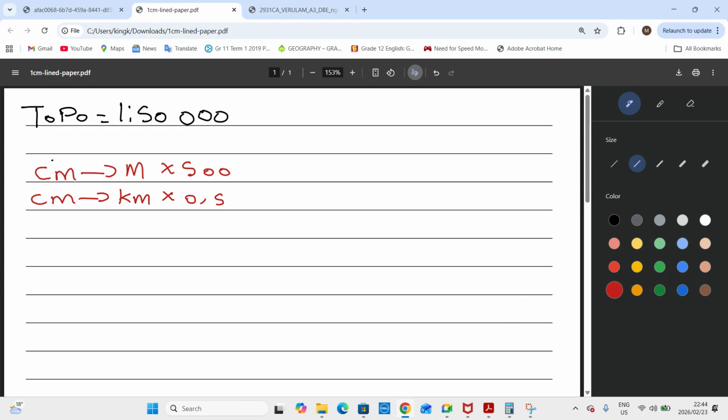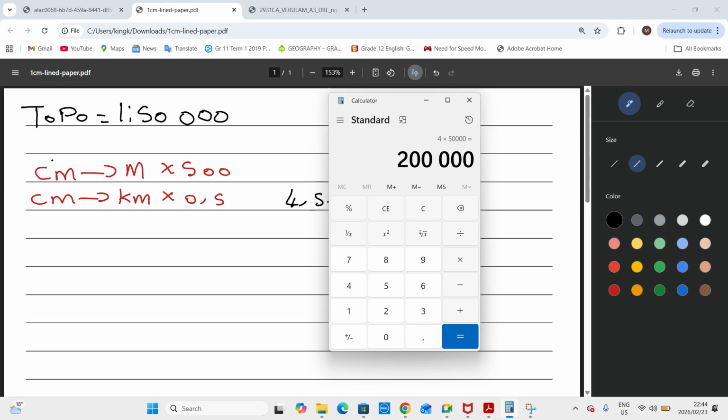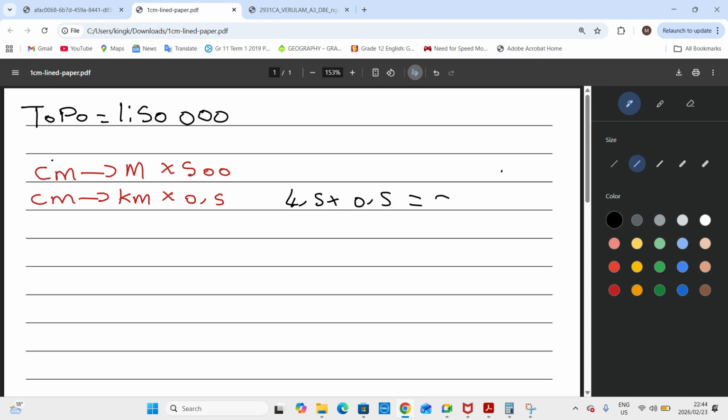Now this is what you're going to do. You are going to say 4,5 times 0,5. Then what's next? You put that on your calculator. 4,5 times 0,5 equals 2,25. That is equal to 2,25 kilometers. And just like that, you have gotten your answer.